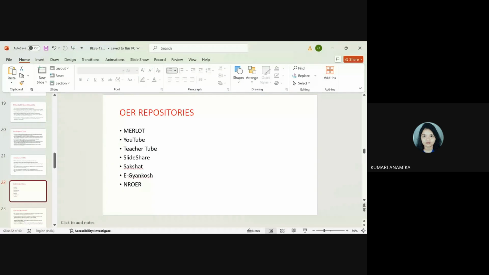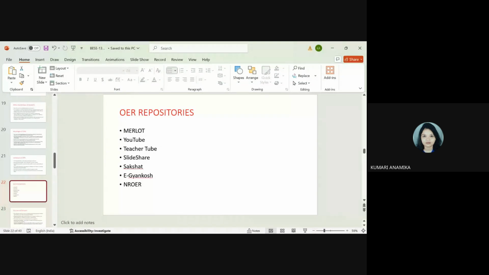The next is eGyanKosh. eGyanKosh is a national digital repository maintained by Indira Gandhi National Open University, New Delhi. Whatever courses or degrees are available at IGNOU, you will find all the materials on eGyanKosh. It is a national digital repository.